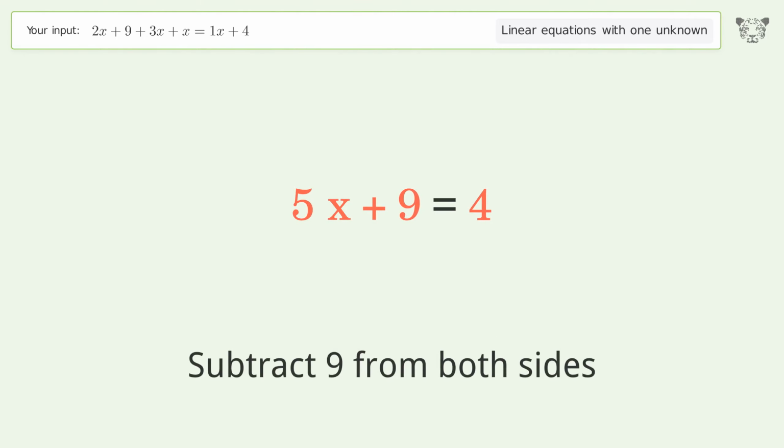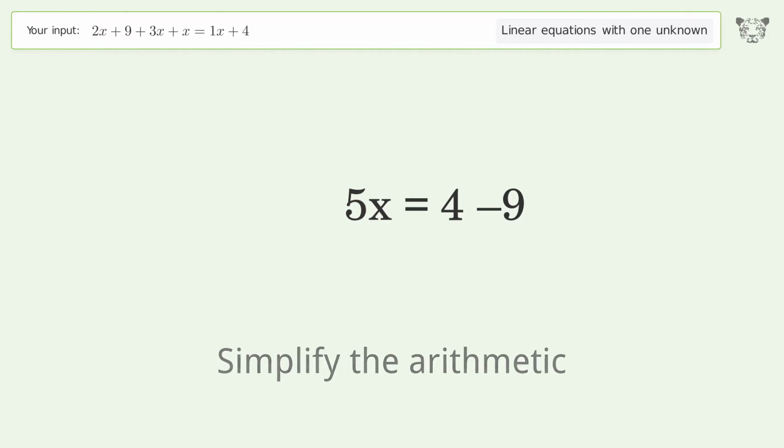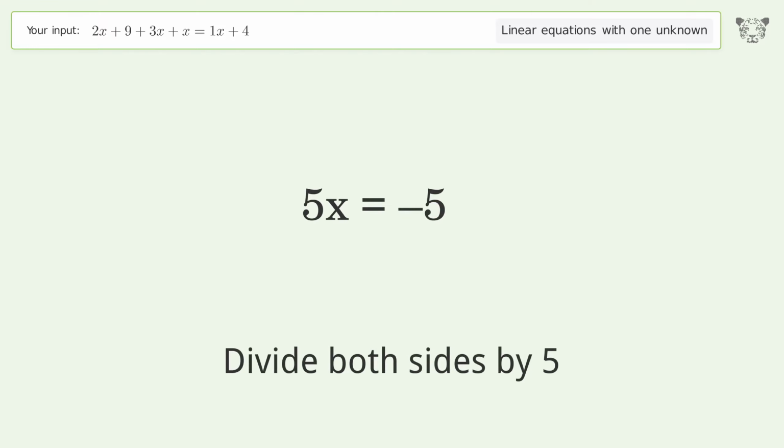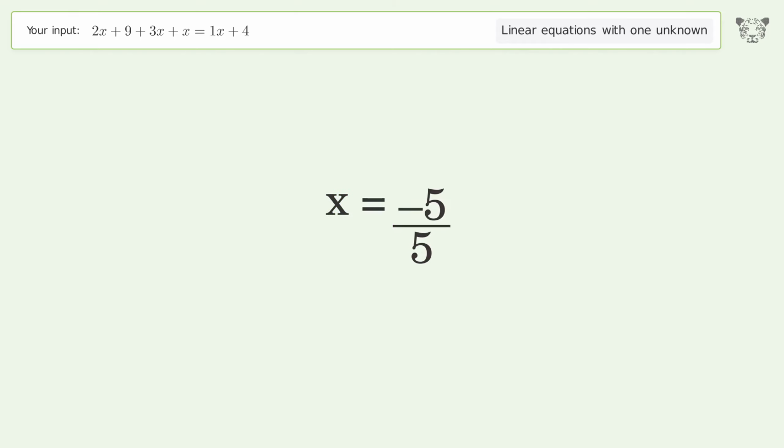Subtract 9 from both sides. Simplify the arithmetic. Isolate the x. Divide both sides by 5. Simplify the fraction. And so the final result is x equals -1.